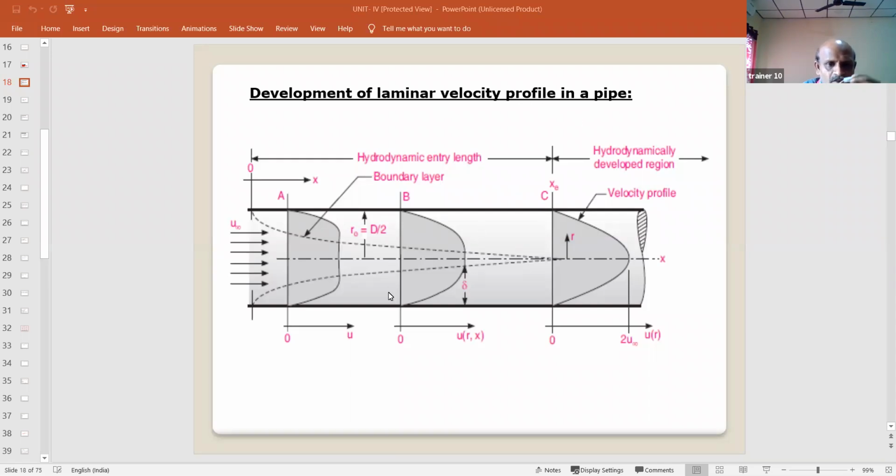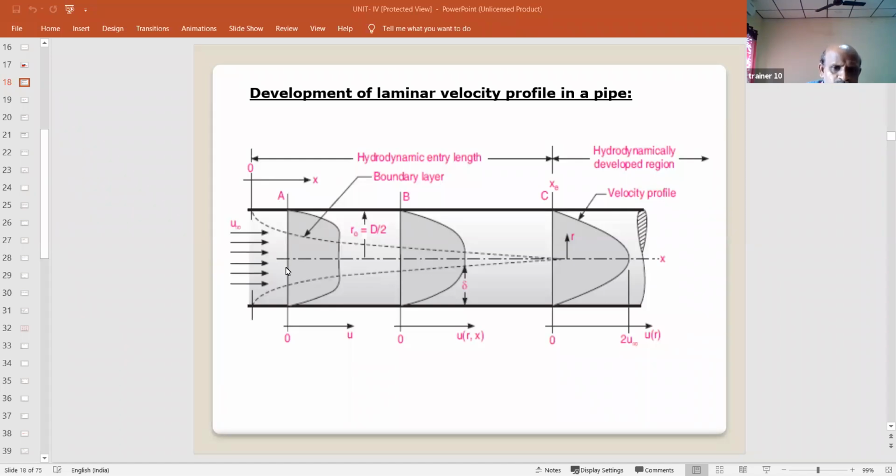Now let us consider a pipeline which has diameter capital D, as mentioned here. And we know that radius equals D by 2. We are taking the fluid which is flowing with velocity. The fluid may be air, water, oil, whatever it may be. We are considering the fluid flowing with some velocity u infinity.